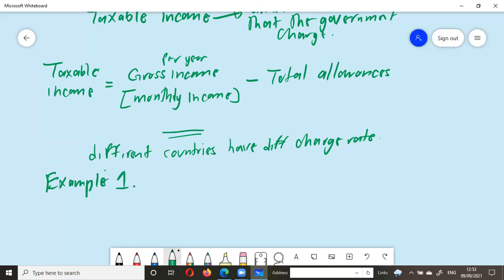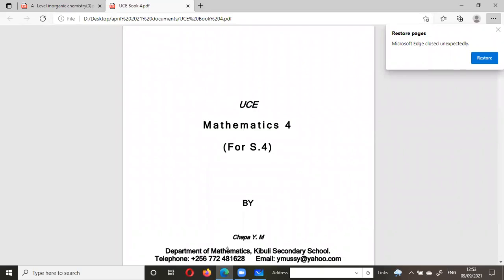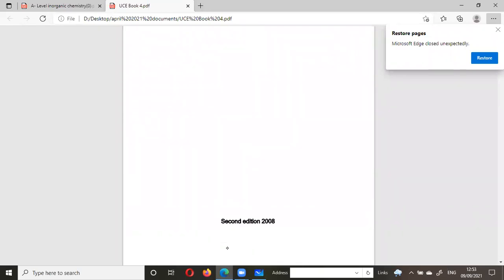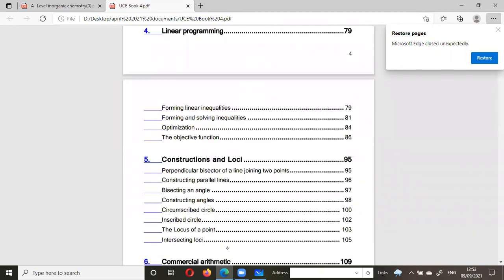So let me come here. Let us look at this now. That is senior 4. You see, it is senior 4. You're now in senior 4 level, no sir? Are you still in senior 3? Yeah, I thought you were in senior 3. It's in senior 4 level.